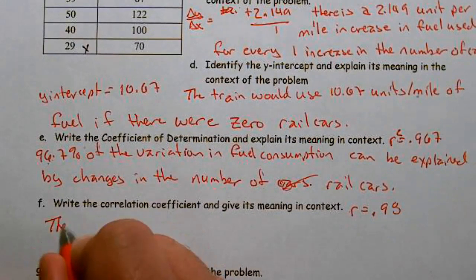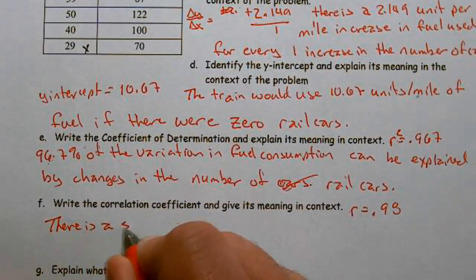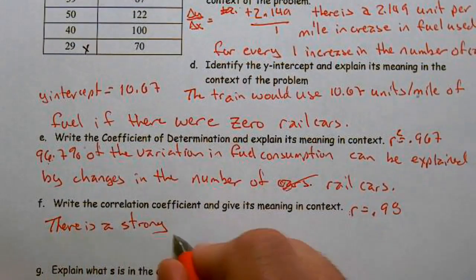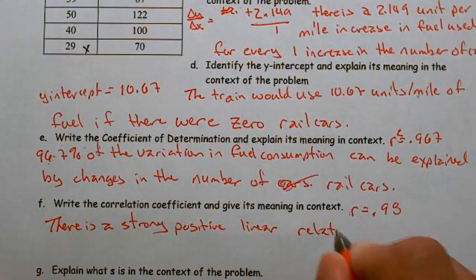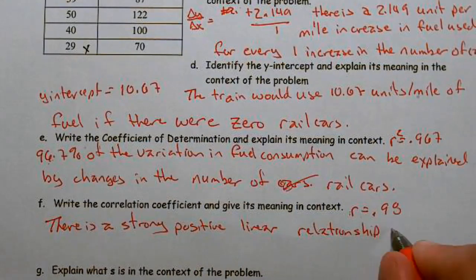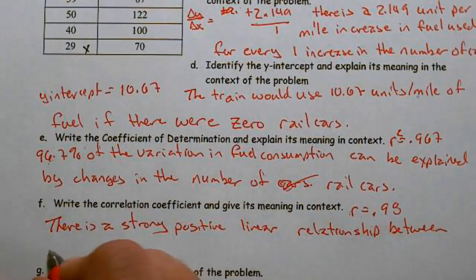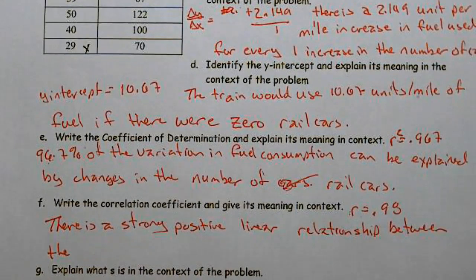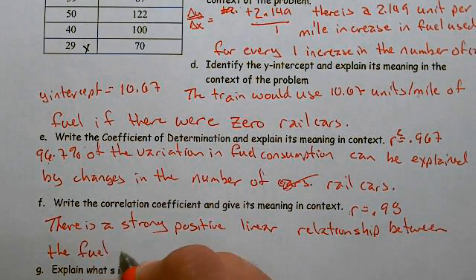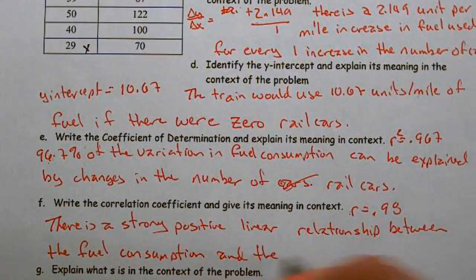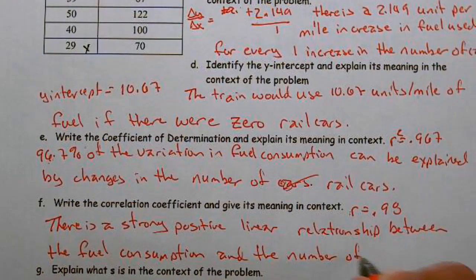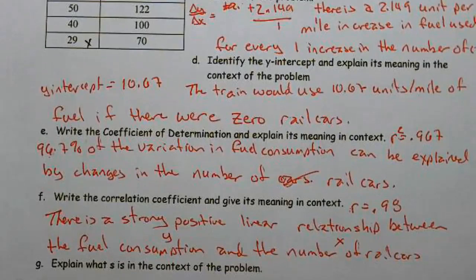So there is a strong, which direction? Positive, linear relationship between the number of cars and the fuel consumption, all right? Or say the fuel consumption and the number of cars, it doesn't matter the order. So basically, there's a very strong relationship between Y and X, all right?